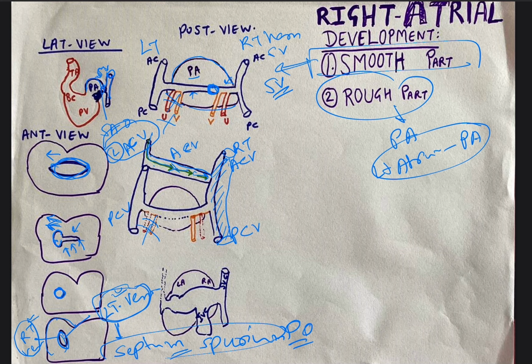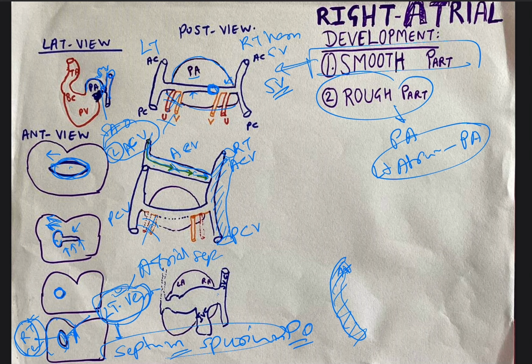As I have explained, the left venous valve is degenerating, gets detached and merged into the atrial septum. While the right venous valve, not only is the right horn developing more, this right venous valve also gets enlarged in such a way that it separates the right horn veins.